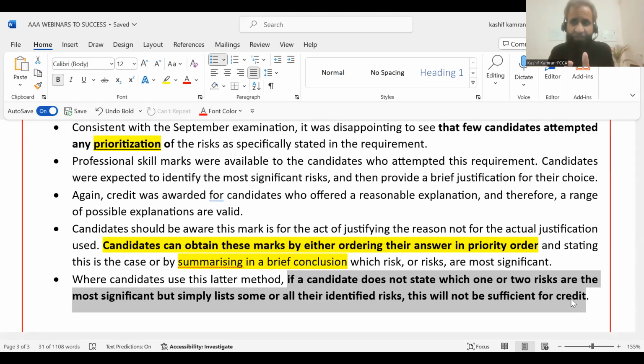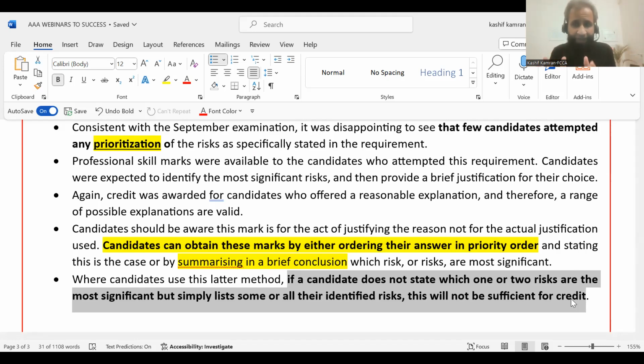So either you go with this track, or the easiest track is just to arrange them in the order of the quantitative materiality and then put a summary conclusion that they have been arranged from highest to lowest. That's the easiest one to prioritize risk in the exam paper. So please be assured of the marking scheme.